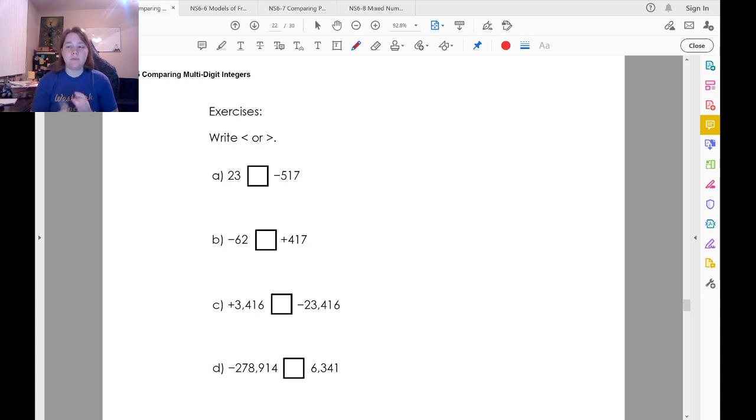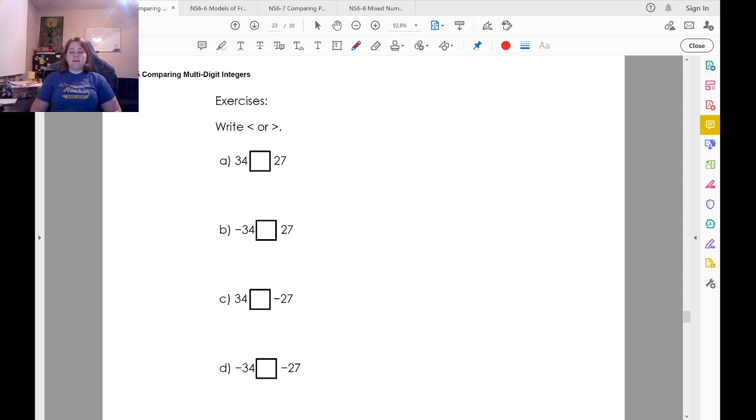Welcome back. So 23, a positive number or a negative number? A positive number is always bigger. You're getting money or you're losing money. Getting money, it doesn't matter how much money you get, is always better than losing money. So the positive number, the positive number, the positive number, and still the positive number.